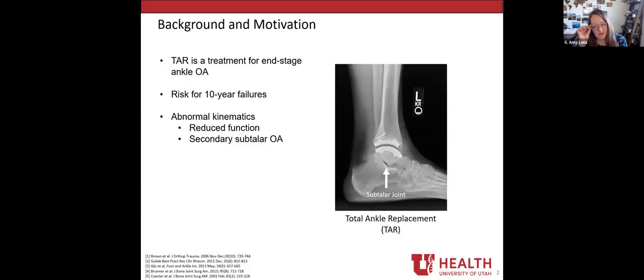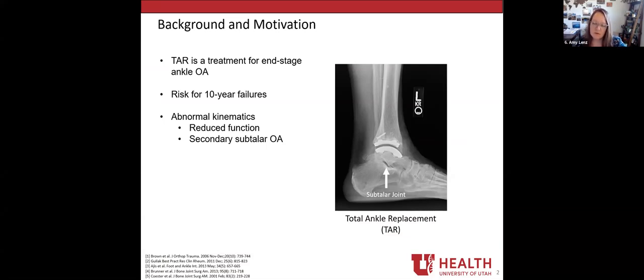The background and motivation here is that 100,000 individuals suffer from ankle osteoarthritis each year, and total ankle replacement, or TAR, is a treatment option for end-stage ankle OA, as seen in the radiograph on the right. This implant shown here is a Zimmer trabecular metal implant, which is a different anatomy and approach than the typical total ankle replacement designs to date.